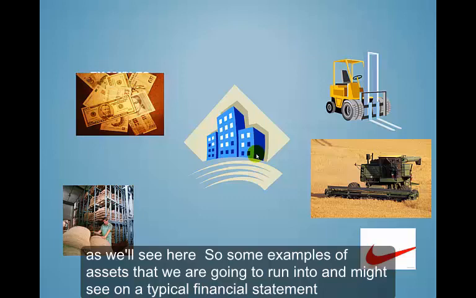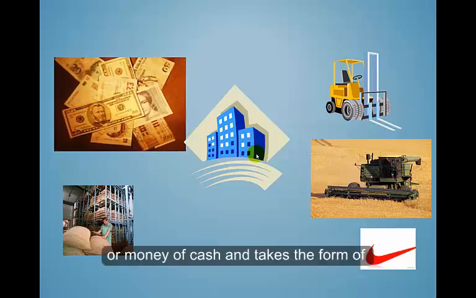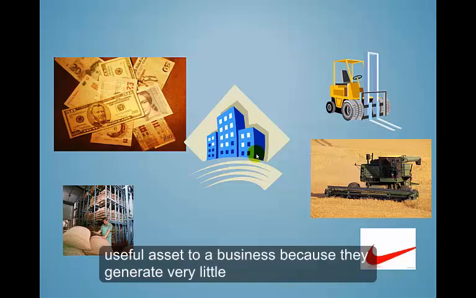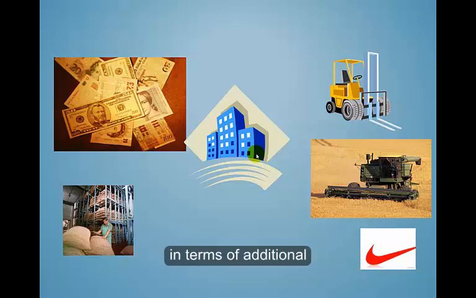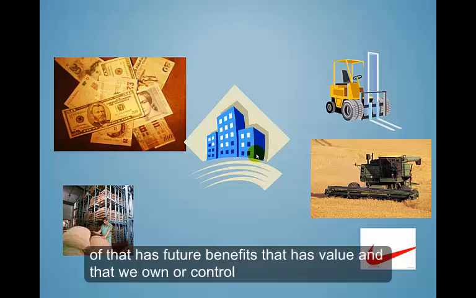So some examples of assets that we're going to run into and we might see on a typical financial statement. First of all, cash or money. Cash takes form in checking accounts, savings accounts, certificates of deposit. They're not the most useful asset to a business because they generate very little in terms of additional income. They make you a little interest sometimes, but definitely not the most useful asset, but certainly an asset that has future benefit, that has value, and that we own or control.